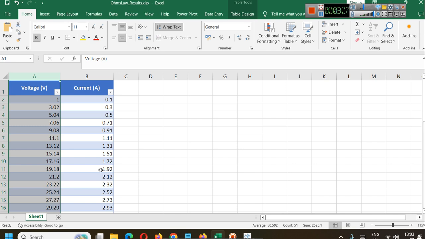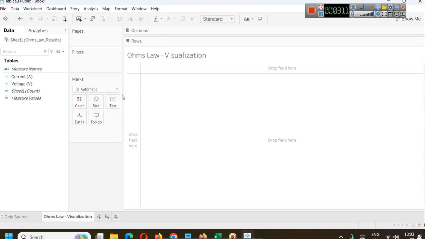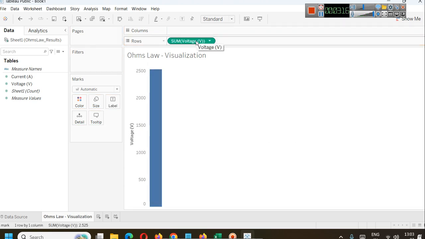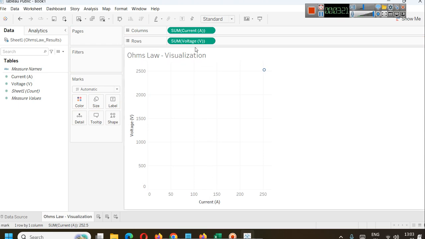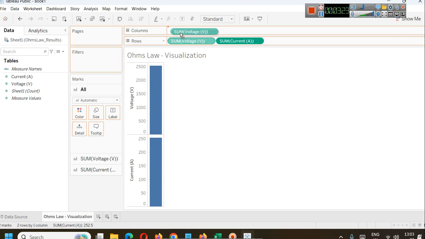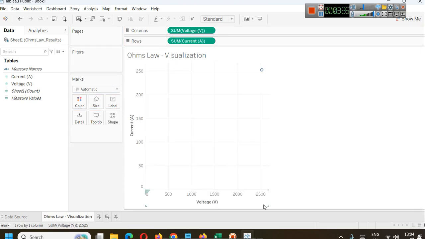So that is what we are trying to find out: if we continuously keep increasing the voltage, will the current also increase? Here we put voltage on rows and current on columns, or just shift it like this, because we keep voltage on the x-axis. Mostly we put the independent thing, our input, on the x-axis and our output on the y-axis.